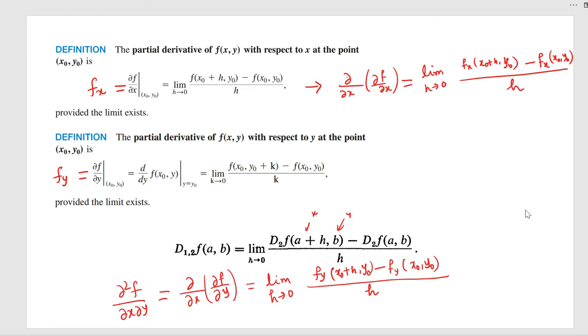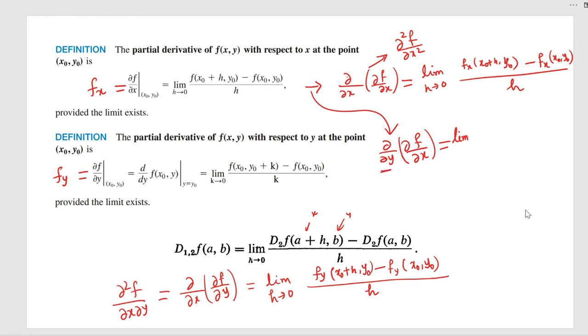Similarly, you can also define del y del to f, sorry, so this would be denoted by del to f del x2 del x. Okay, so this is again denoted by limit.